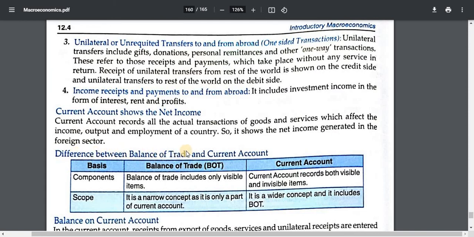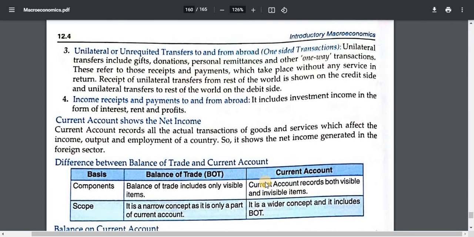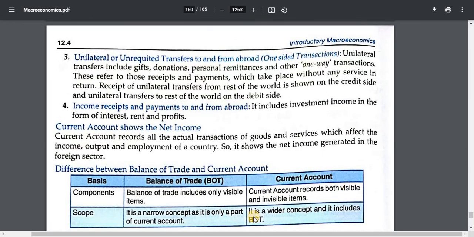Difference between balance of trade and current account. Basis: balance of trade; current account. Components: balance of trade includes only visible items. Current account records both visible and invisible items. Scope: balance of trade is a narrow concept as it is only a part of current account. Current account is a wider concept and it includes both.